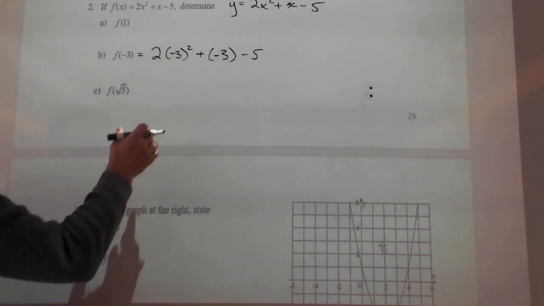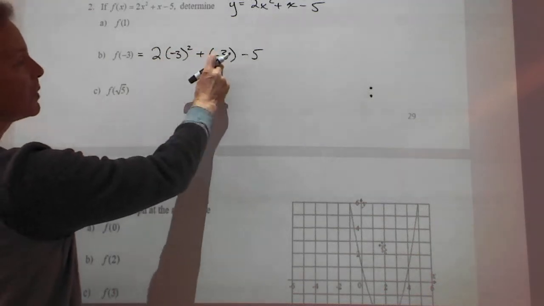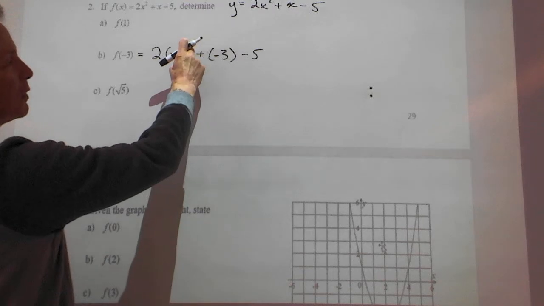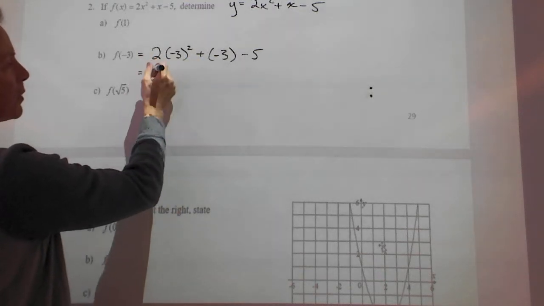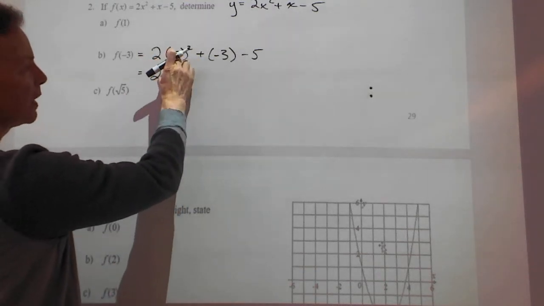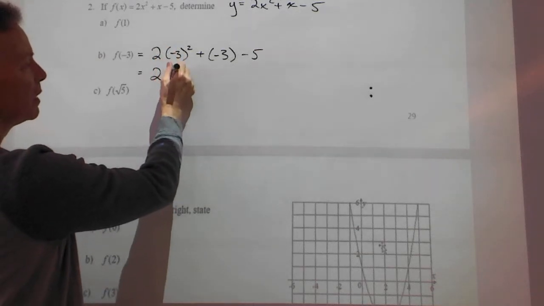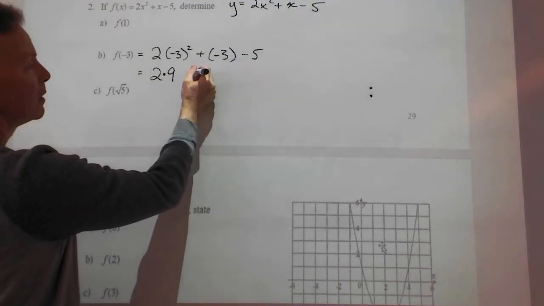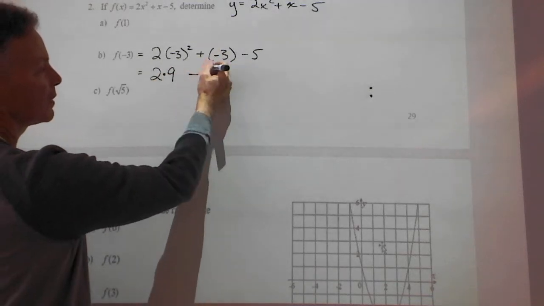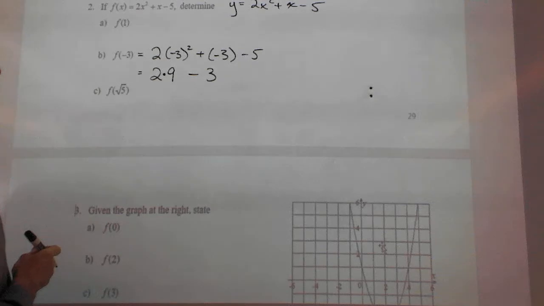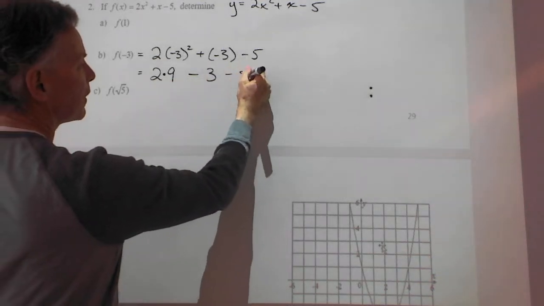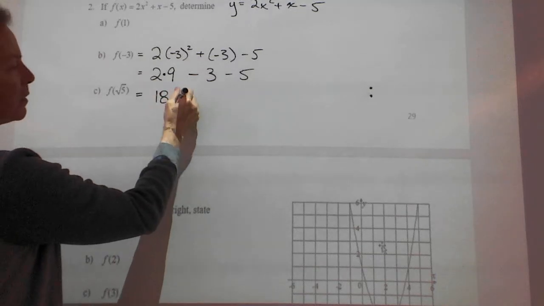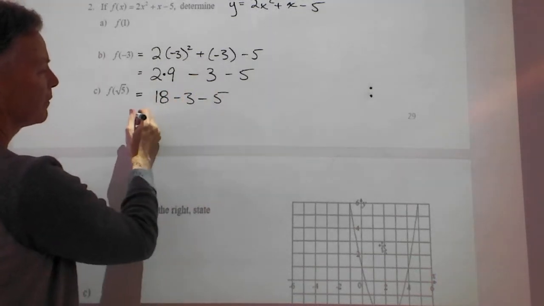Okay, so simplify. Remember, order of operations says you always deal with exponents first. So this will become 2 times negative 3 times negative 3 is positive 9. Plus negative 3 is the same as just saying minus 3, minus 5. 2 times 9 is 18, minus 3, minus 5.